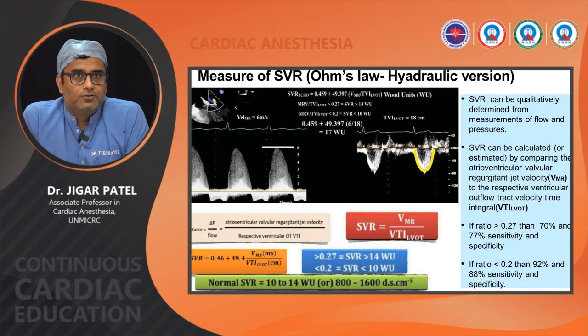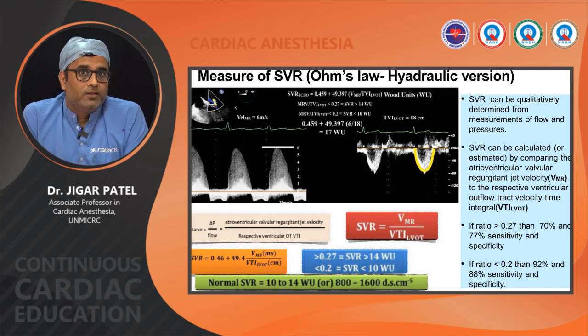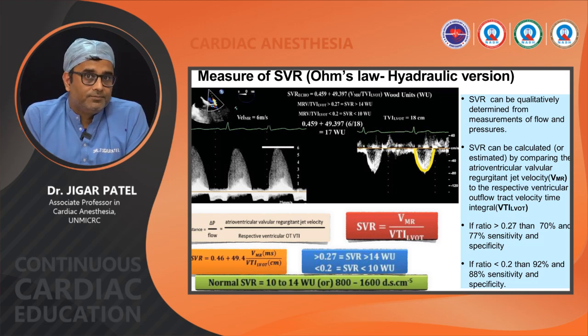You can also measure SVR based on this Bernoulli equation. It is based on Ohm's law, the hydraulic version. Here resistance or SVR is equal to pressure, as you see in the equation, delta P or pressure gradient across any ventricle, divided by flow or volumetric flow. For the left side of the heart, to measure SVR, we get the atrioventricular valvular regurgitation jet velocity, or velocity across MR. So there must be MR to measure this SVR.